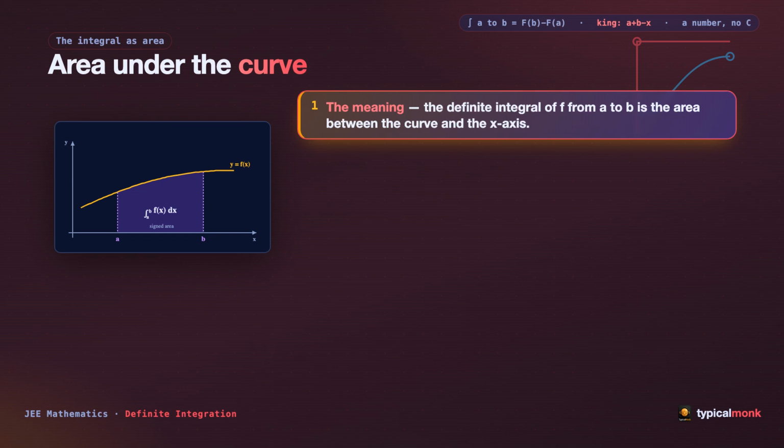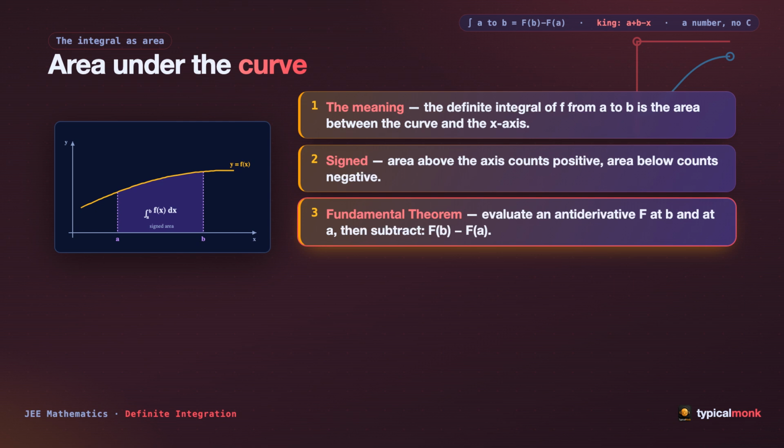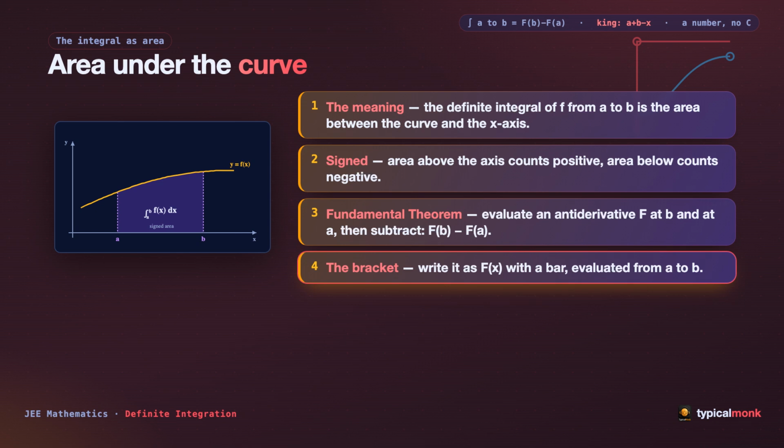Now look at the picture. The definite integral seen as an area. The meaning: the definite integral of f from a to b is the area between the curve and the x-axis over that interval. Signed: area above the axis counts positive and area below the axis counts negative. The fundamental theorem: evaluate an antiderivative capital F at b and at a and then subtract, capital F of b minus capital F of a. The bracket: we write it as capital F of x with a vertical bar evaluated from a to b.